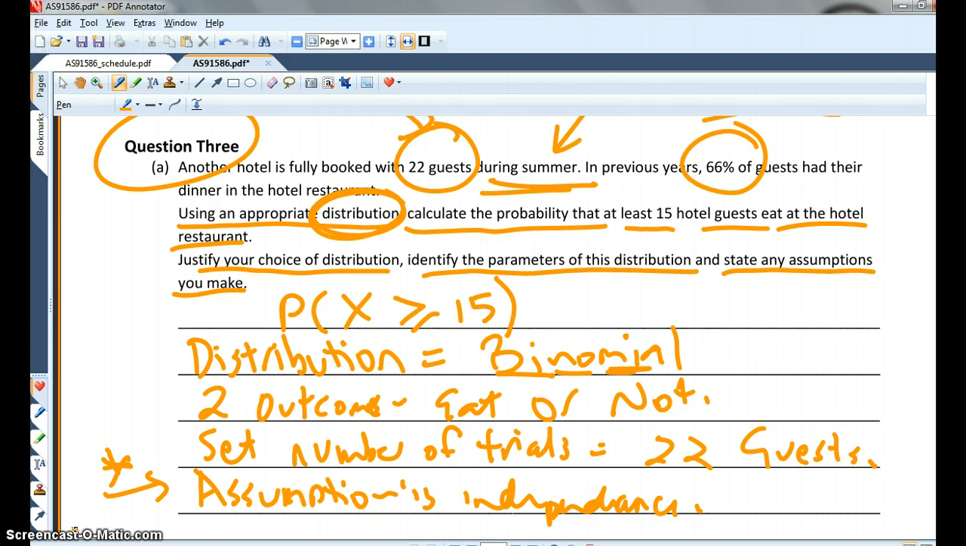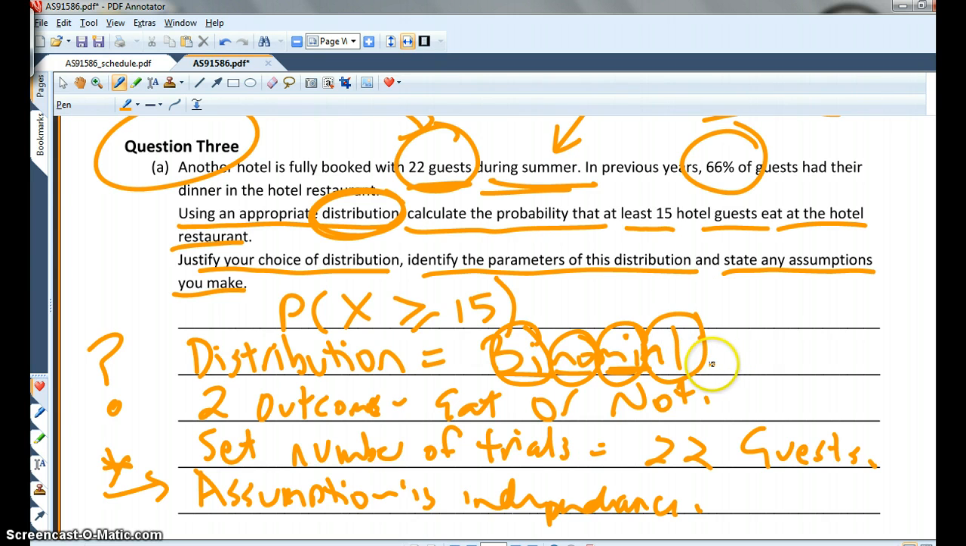Now, this assumption is somewhat questionable because guests come in groups. So if I went on holiday with my family of 10, all of them are either going to go to the restaurant or none of them are going to go to the restaurant. If I've got a family of 10, I probably can't afford to go out to dinner and pay for a hotel, unless I'm really rich. Anyway, the assumption is independent, so bi is 2 outcomes. No, a set number of trials. Me, myself and I, independence.